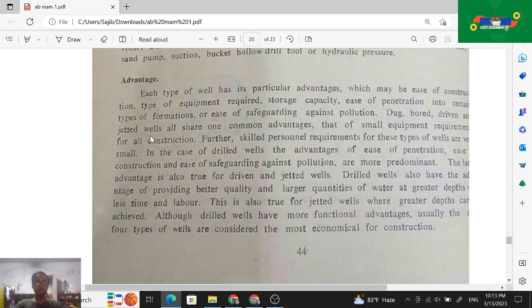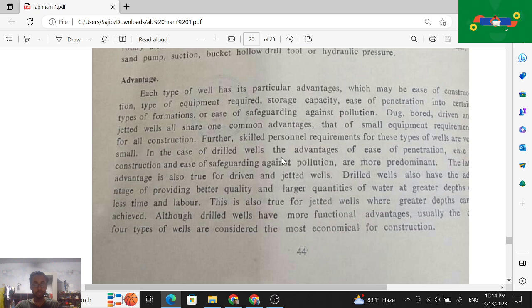Then the advantages. Each type of well has its particular advantages, which may be ease of construction, type of equipment required and storage capacity, ease of penetration into certain types of formations, and ease of safeguarding against pollution. Drag, bored, driven and jetted wells all share one common advantage, that of small equipment requirement for construction. Further, skilled personnel requirements for these types of wells are very small.